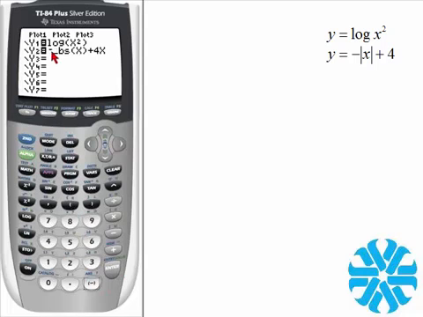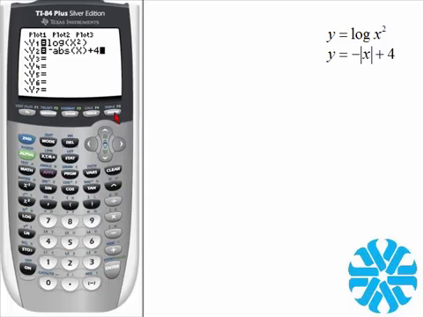Okay, so now we have the opposite of the absolute value of x, and we don't want this to be 4x, we just want it to be 4. So let's move the cursor and highlight the x, and then we can just hit the delete key. Okay, so now we have the function that we wanted. Alright, so that's just a quick review of how to use the editing keys.